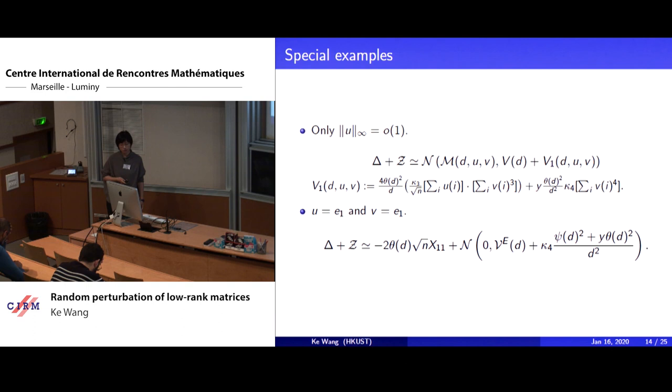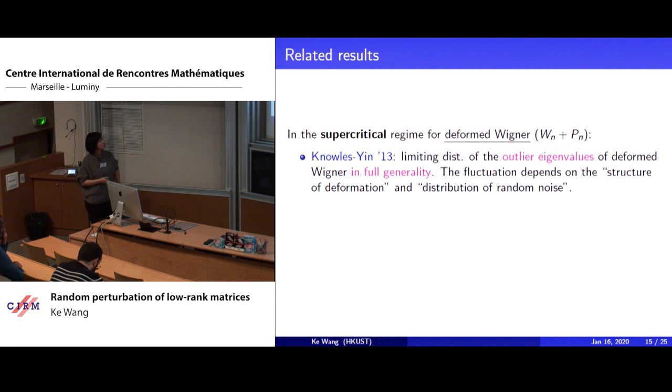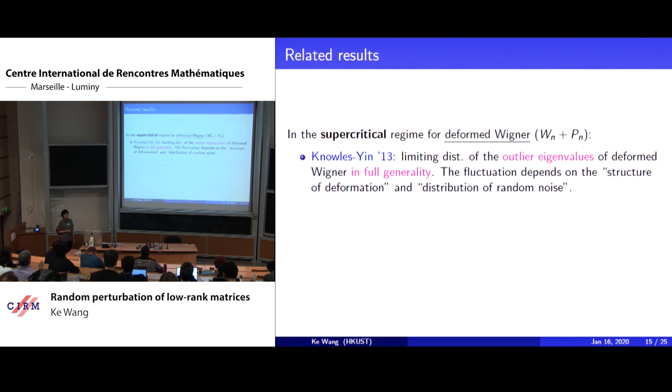As I mentioned earlier, there are two very related results. They are both for the supercritical regime for the deformed Wigner matrix. The first one is the paper by Knowles and Yin. They studied the limiting distribution of the outlier eigenvalues of deformed Wigner matrices. They solved it in full generality. The fluctuation also depends on the structural deformation and the distribution of the random noise part. So our results can be viewed as an analog for the outlier singular vectors.